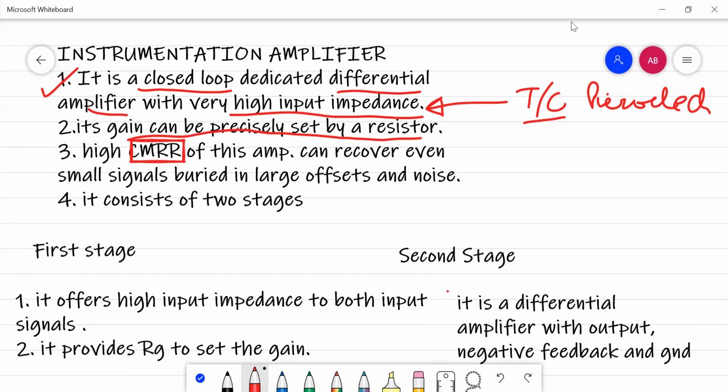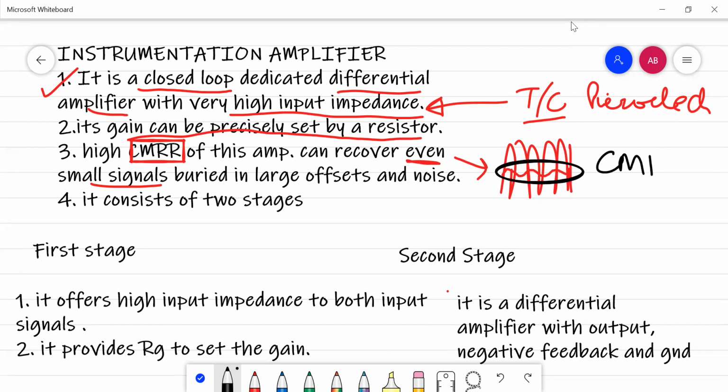The common mode rejection ratio of this amplifier can recover even small signals buried in noise. That means even if there is a small signal that we care about, and there is a lot of noise in the signal, this amplifier can still recover the signal from the noise. Why? Because of the very high common mode rejection ratio of this amplifier.